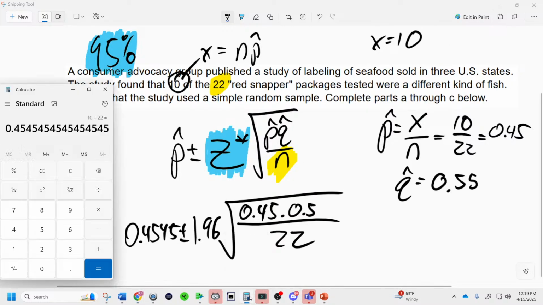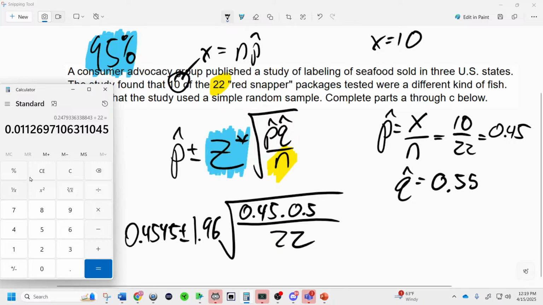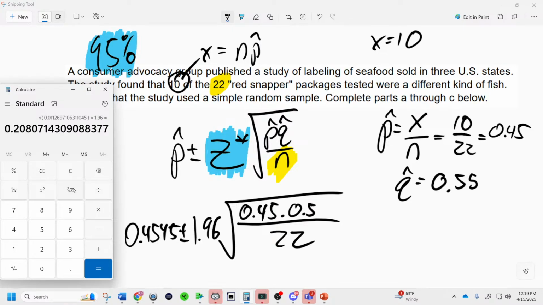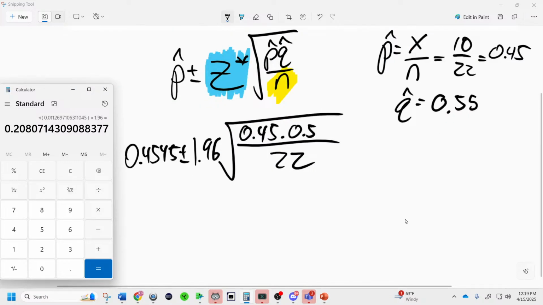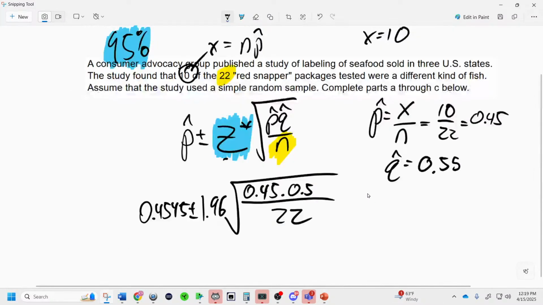So now we just simply go through and solve 0.454545 times 0.545454, divided by 22. Square root. And then times 1.96. And it's 0.208. So we get the following. We assume. Yes, exactly for z-scores. Yep.